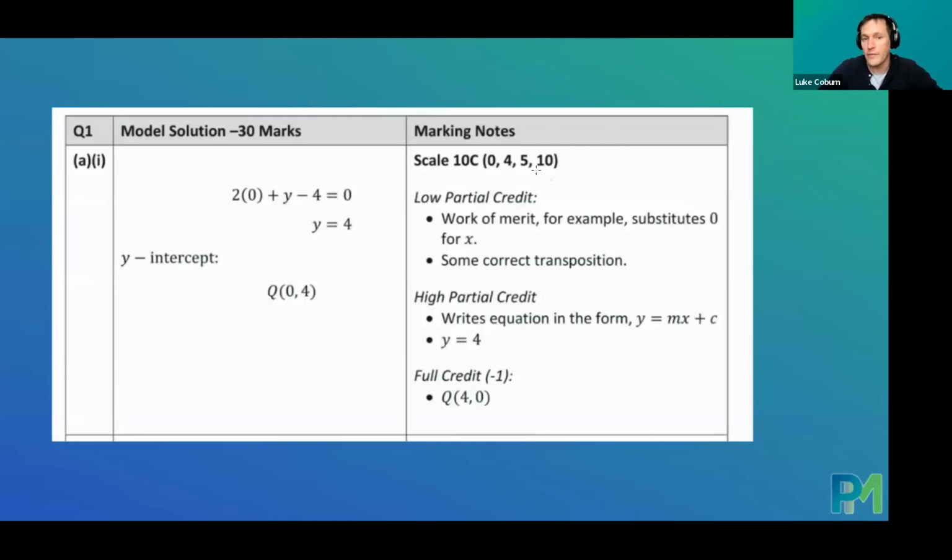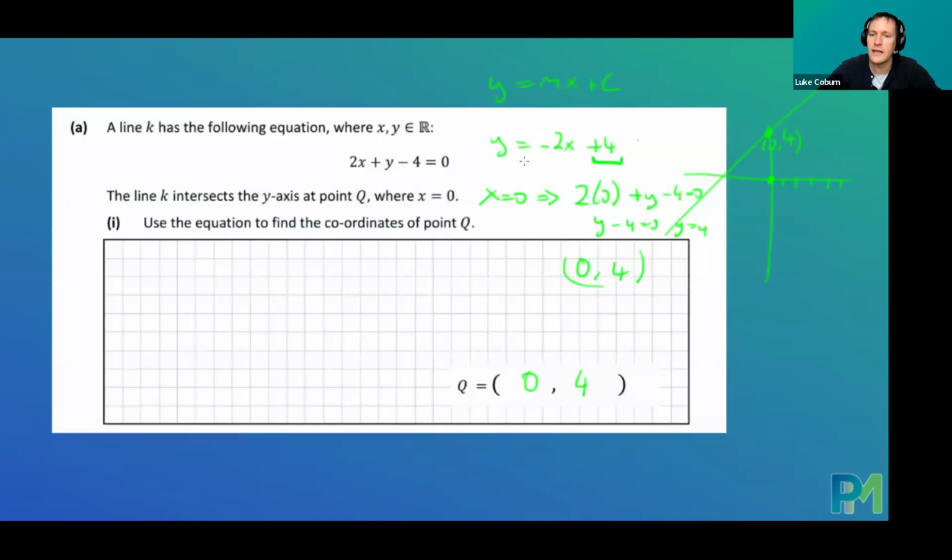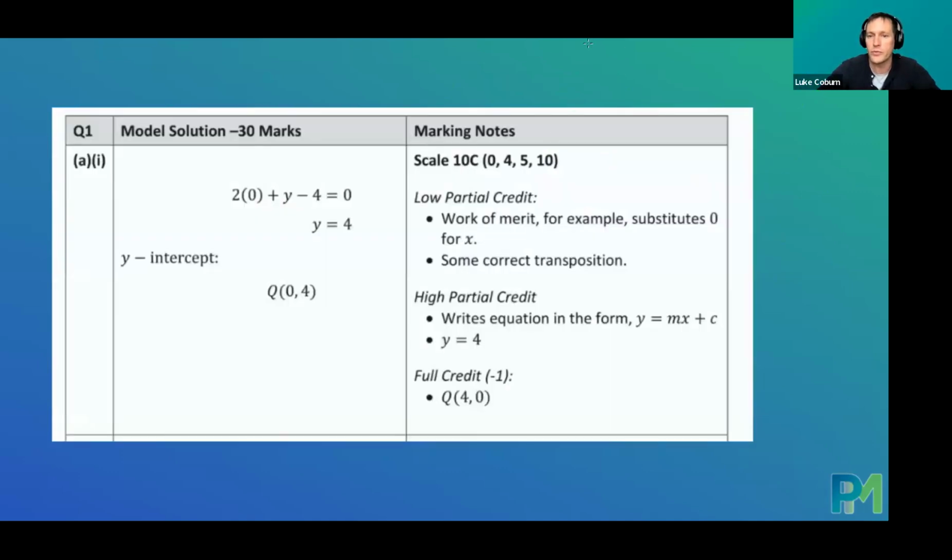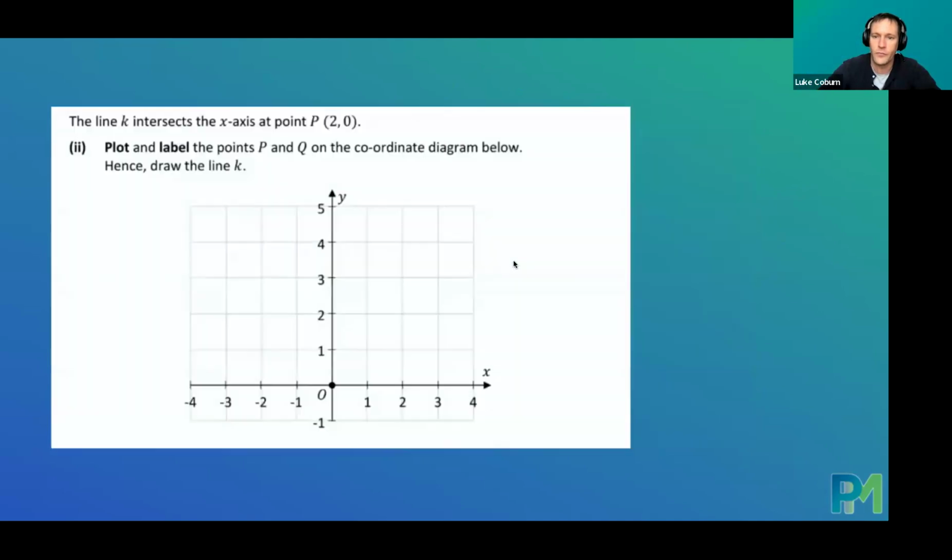Okay, so this is worth 10 marks. And this is how you do it. This is how they use the second method to do it. So work of merit, for example, substitute 0 in for x. If you just did this bit and only that bit, you would get 4 marks out of 10, so you get a pass. And then for the high partial credit, you write it in the form y is equal to mx plus c, and then if we got c is equal to 4, we would get the high partial credit, which would be 5 marks out of 10.